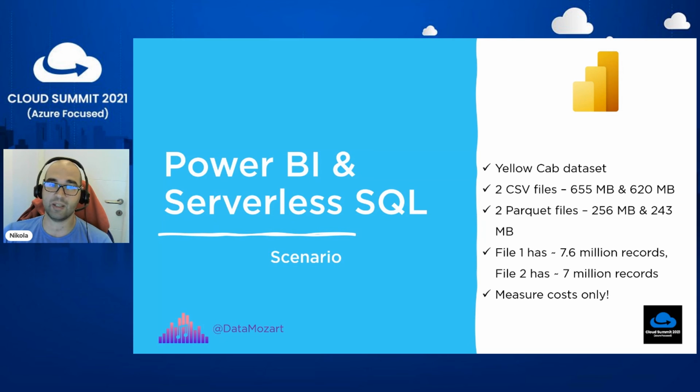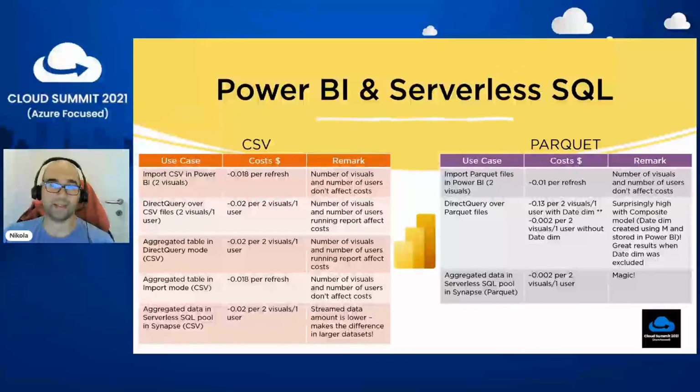So one disclaimer here, I haven't compared performance itself, but only costs. So how much would you pay for each of the different scenarios? And here is the table which shows various use cases for both CSV and Parquet files with estimated costs in US dollars and a short remark about the use case.